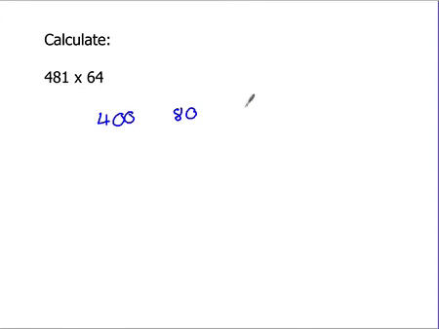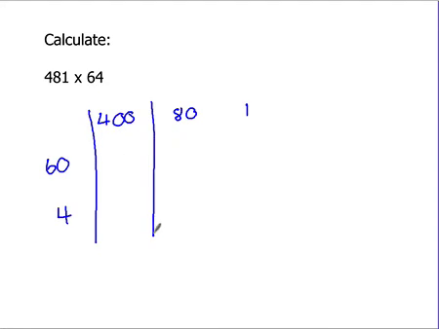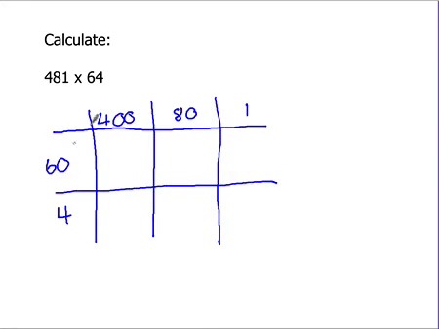Okay, with this one I'm going to split it up into 480 and 1 and 60 and 4. So 6 times 4 gives me 24. Now I've got 1, 2, 3 zeros. 8 times by 6 is 48, and I've got 2 zeros.